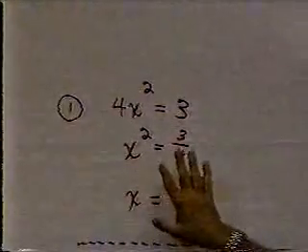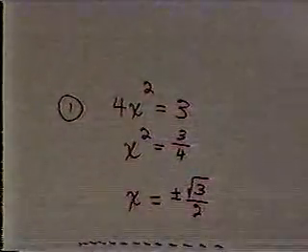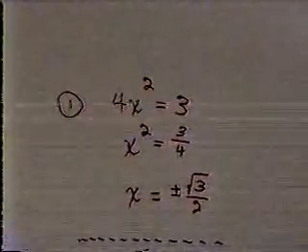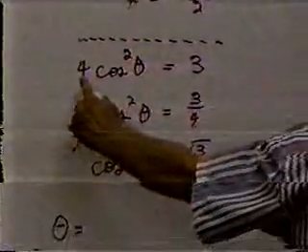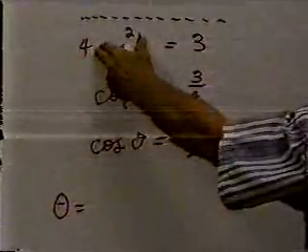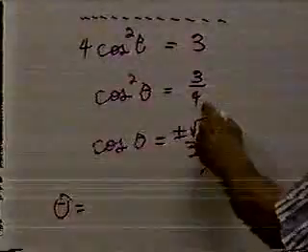All right, so if we're solving an equation that has an x squared, doesn't have an x in it, then this is a method. All right, now let's look at that in terms of a trig equation. Well, trig equation, here's the same thing. It's 4 cosine squared theta equals 3. So what do we do? We divide by 4.